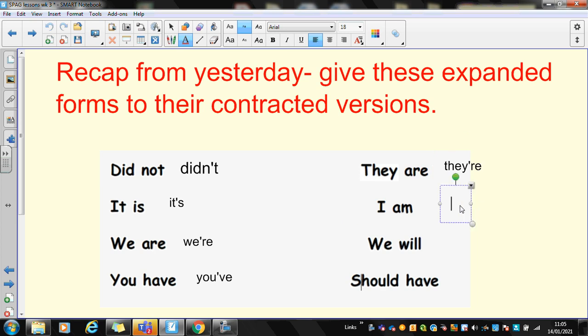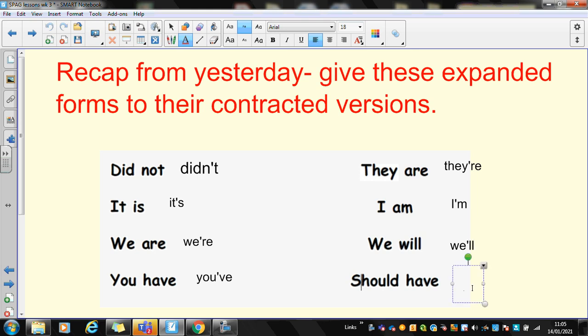I am can be contracted to I'm. It's the simplest one, the shortest one. We will can be contracted to we'll. Not wheel like on a car, but we'll as in W-E apostrophe L-L.